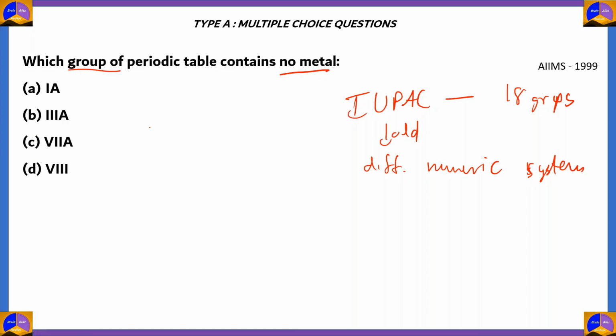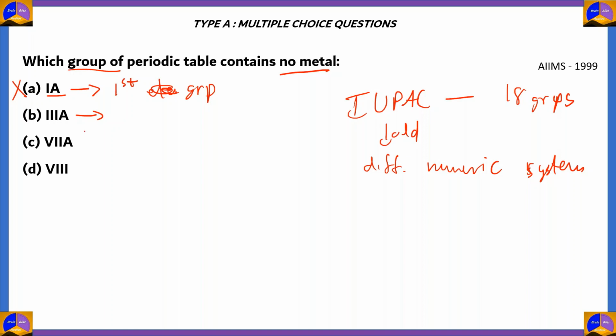So the number 1A represents the first group, which is alkali metals. Now A refers to the S and P block elements, and B usually refers to D and F block elements. So that is the way in which we used to classify elements and their groups earlier. So the first group is alkali metals, so all of them are metals, so option A is incorrect. What about option B, 3A?